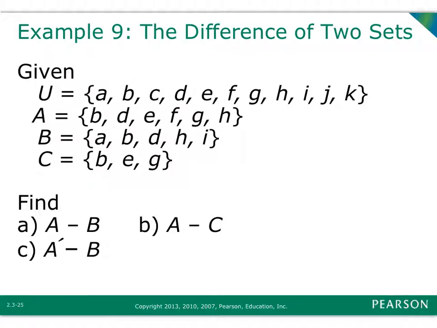So here we have the universal set A, B, C, D, E, F, G, H, I, J, K. Set A is the set A, B, D, E, F, G, H. B is A, B, D, H, I. And C is B, E, G. It says find the following: A minus B, A minus C, A prime minus B.